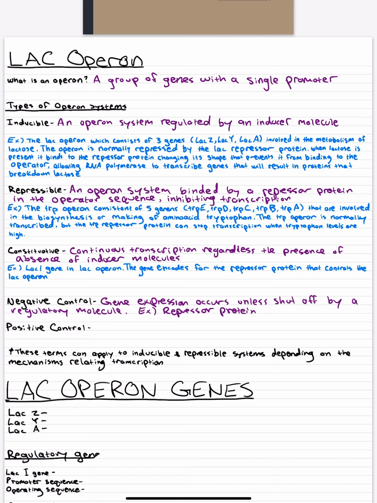On the other hand, you have positive control. Positive control means gene expression occurs only if a regulatory molecule aids RNA transcription. For positive control, the example I like to give is the CAP or cAMP binding complex that aids RNA transcription in the Lac Operon. So positive control is the aiding of transcription by a regulatory molecule or an activator.